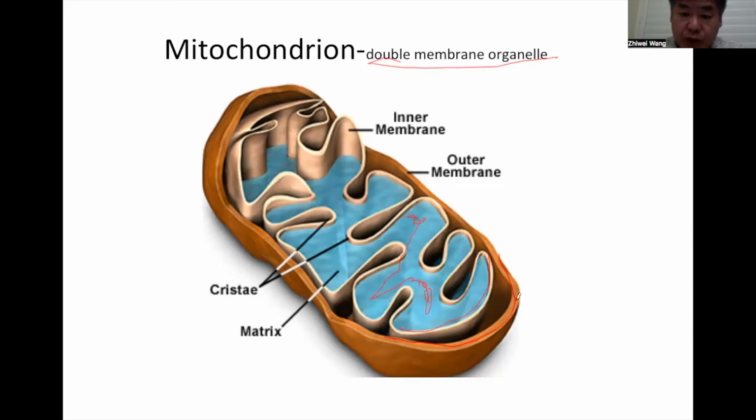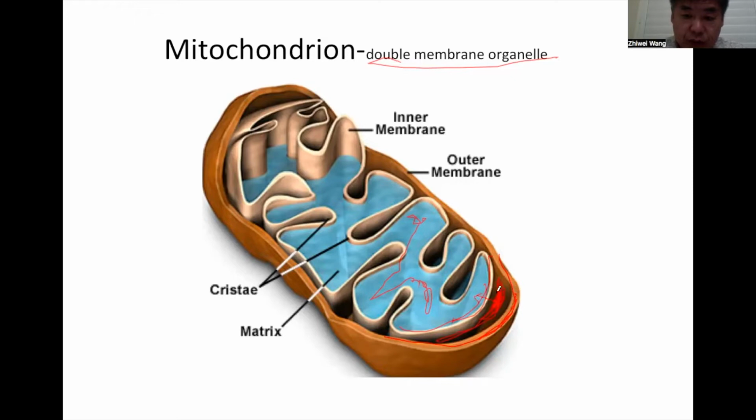And in between the outer membrane and the inner membrane, that's the intermembrane space. That's the reason we emphasize it, because later we will talk about how important it is, because that's where protons will accumulate, and when they flow through this inner membrane, you have a huge amount of ATP produced. So that's the important thing.